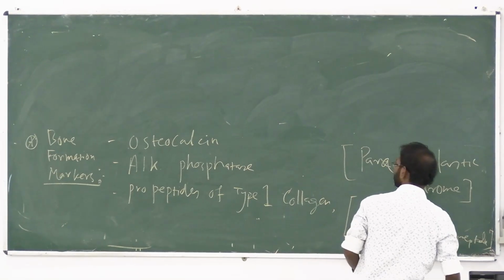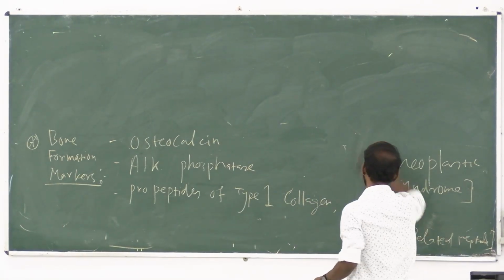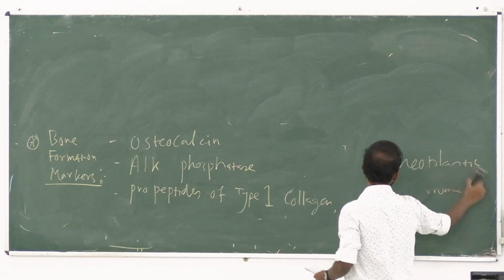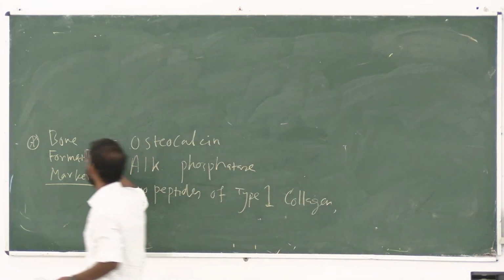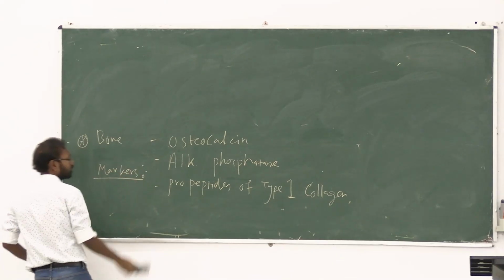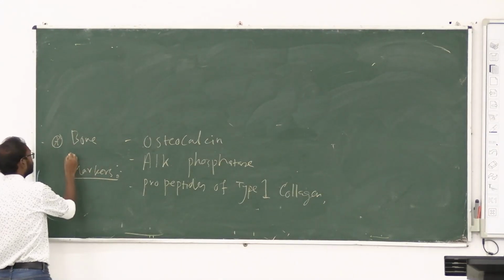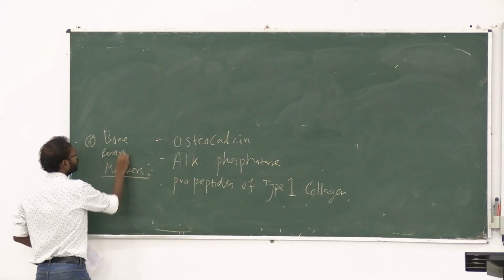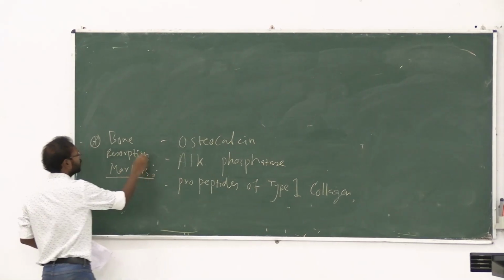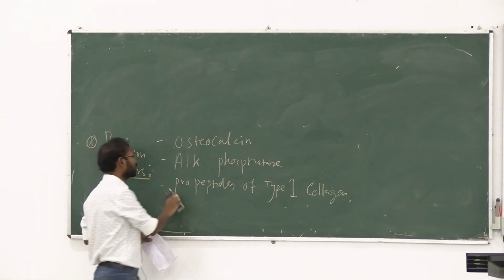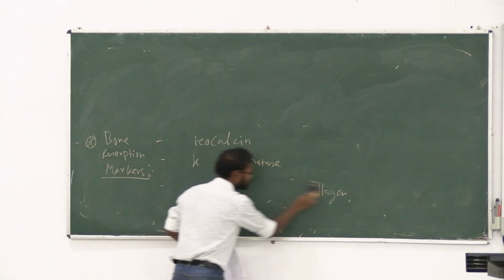Bone formation markers are done. So there should be bone destruction markers, or bone breakdown, meaning resorption. So there are bone resorption markers also. The names of formation markers are very easy, but bone resorption marker names are very hard. Okay, just write down, follow me.